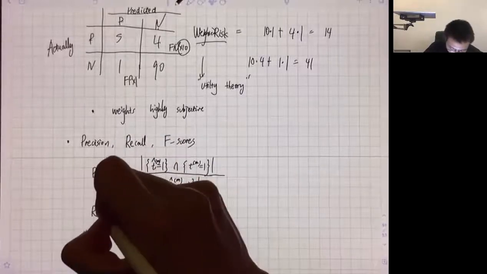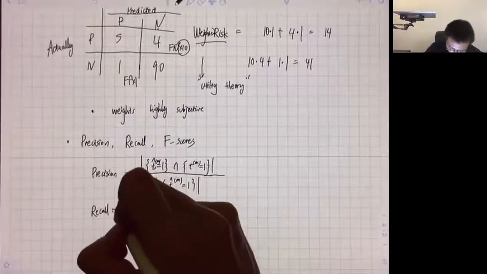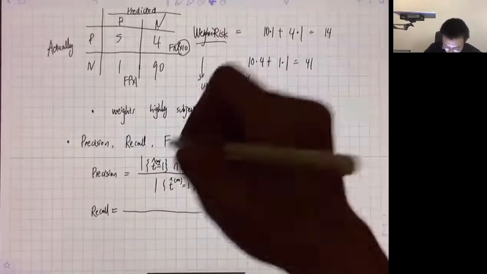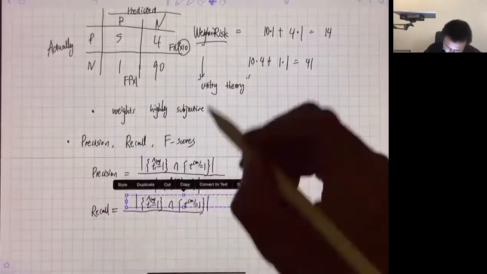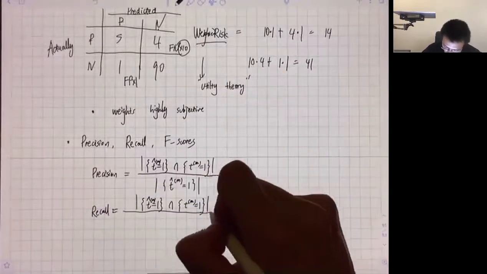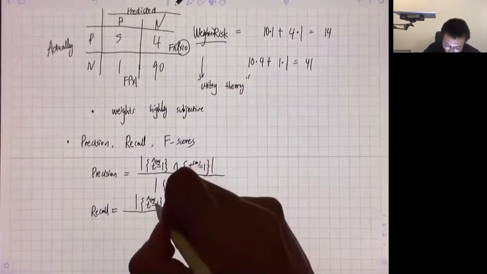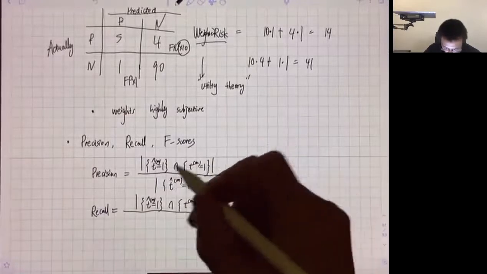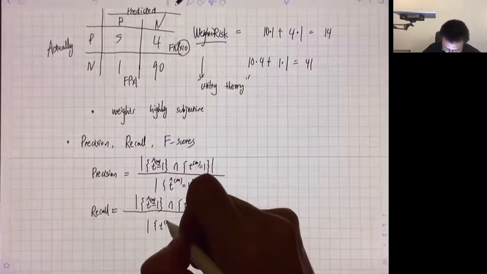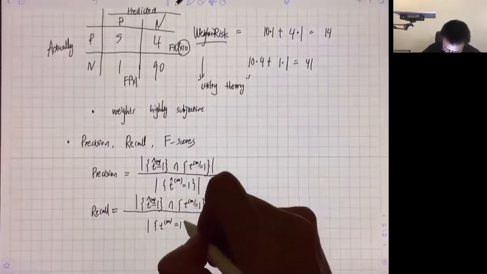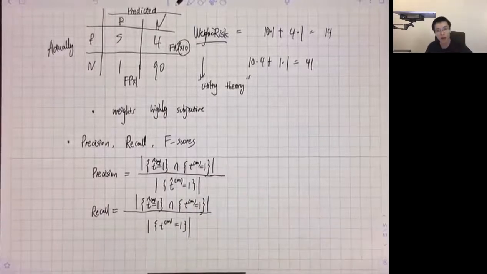And the recall is similar, but you have a different denominator. You still have the intersection between predicted positive and actually positive, but you divide it by the number of samples that are actually positive. It basically says, among all the positive samples, how many of them you recovered. It's recall, you recall it, right?